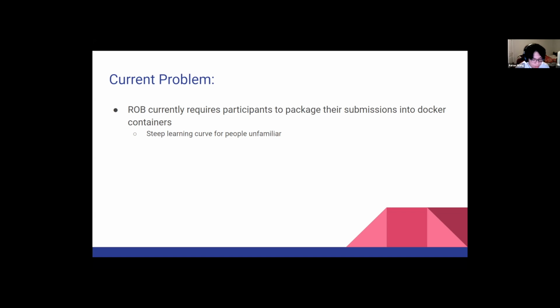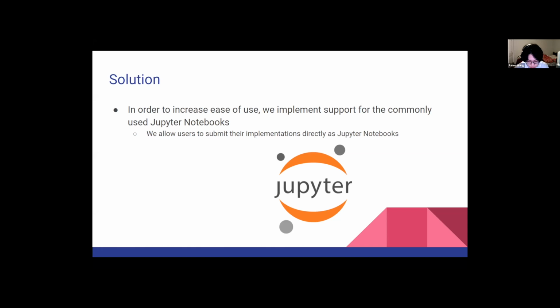So right now, the current problem with the ROB is it's quite hard to use, mostly because the ROB currently requires participants to package all the submissions into Docker containers. For people who are more unfamiliar with coding, this has a steeper learning curve. So in order to solve this issue and to increase ease of use in general, we wanted to implement support for the commonly used Jupyter notebooks. We want to allow users to submit their implementations directly as Jupyter notebooks rather than Docker containers.